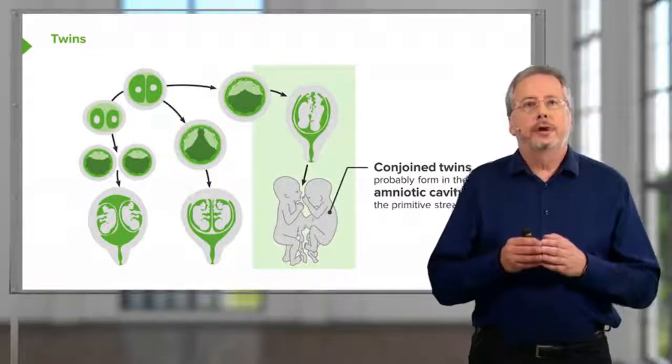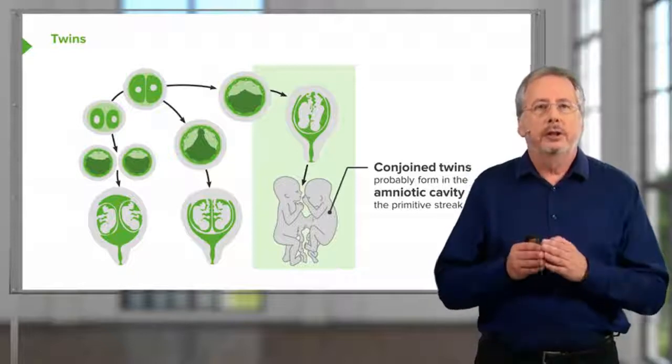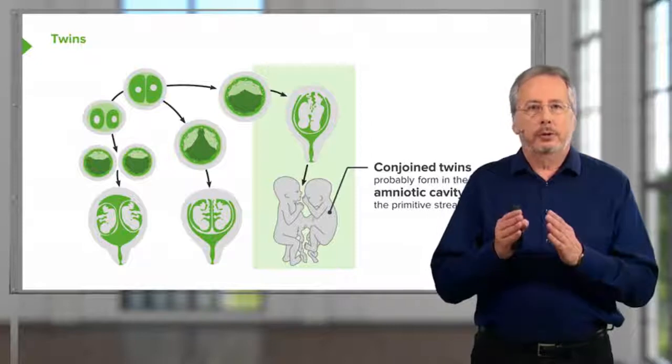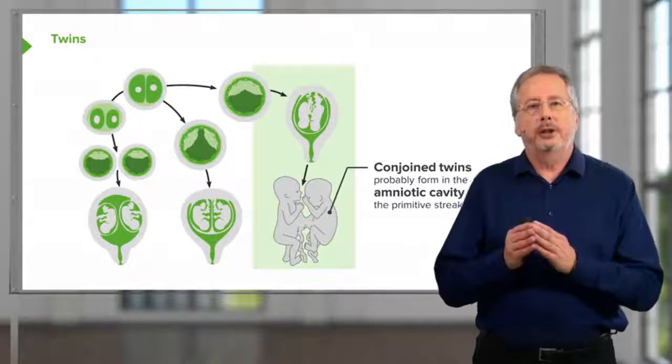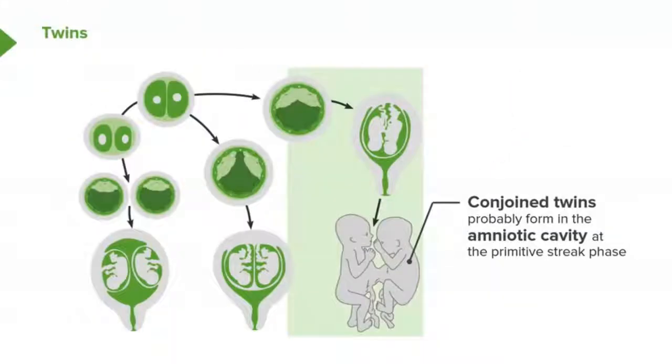If, however, 2 embryos were really close together, this probably happens around about the primitive streak stage. If they're developing close together and come in contact with each other, then you may well get conjoined twins. And twins can be conjoined in a variety of different places, at the head, for instance, or in the midline, in the abdomen, as a result of coming too close together at some point during the early stages of development.